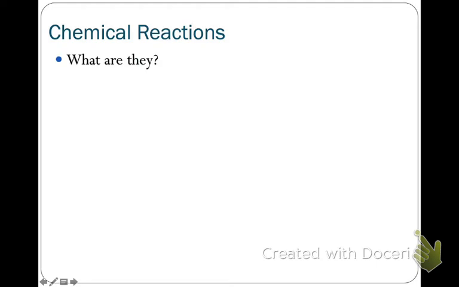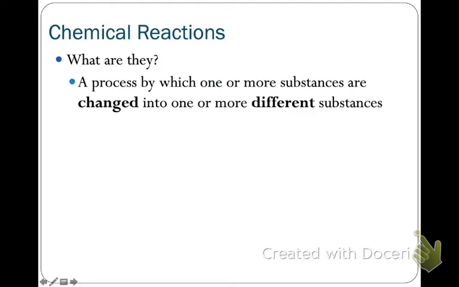What are they? Chemical reactions are any sort of change that happens in which we take one or more substances, and we change them into one or more different substances. We make something new from it. Okay, so a chemical reaction really comes from a chemical change, right? If a chemical change takes place, that means something new is forming.